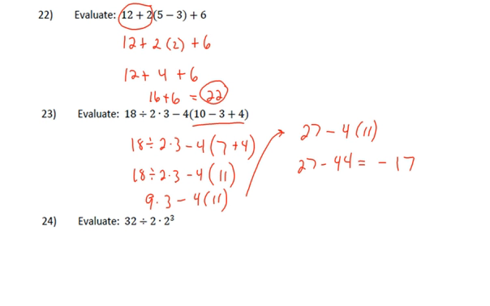The last one, you always do parentheses and exponents first, so we need to start by doing 2 to the third, which is 8. Then we just move from left to right, which 32 divided by 2 is 16. 16 times 8 is 128. So the answer on that one is 128. So that is the last one.